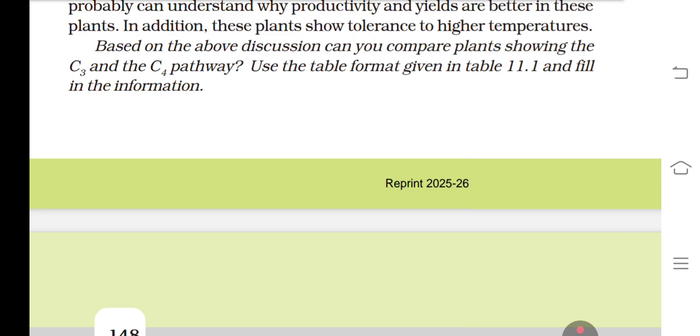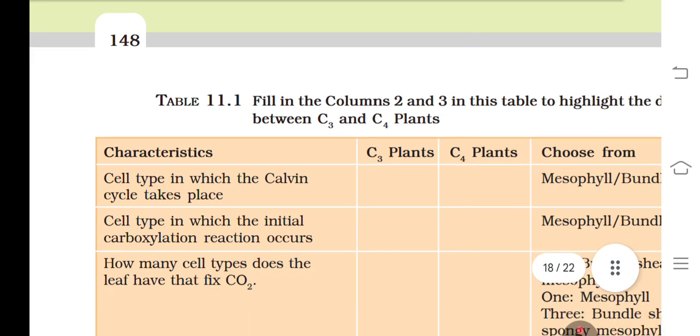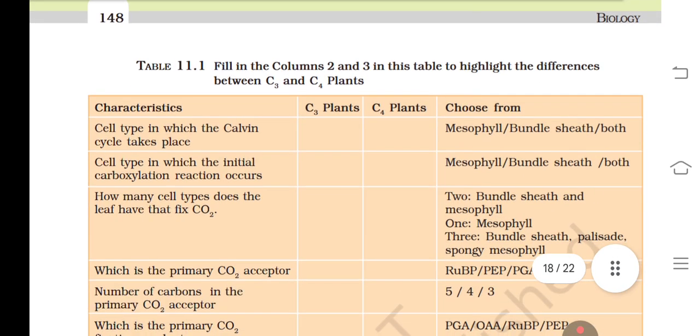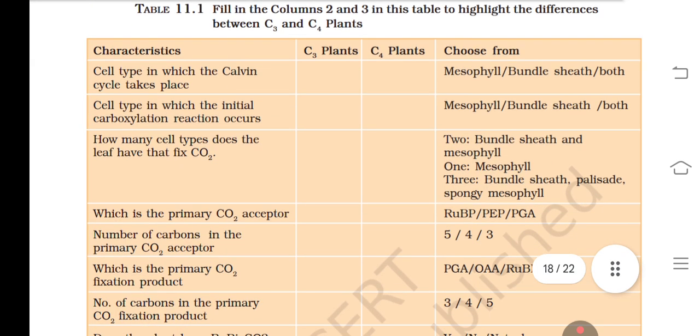Use the table format given in Table 11.1 and fill in columns 2 and 3. This is a table highlighting differences between C3 and C4 plants. Choose from the cell type in which the Calvin cycle takes place: mesophyll, bundle sheath, or both. Cell type in which the initial carboxylation reaction occurs: mesophyll, bundle sheath, or both.